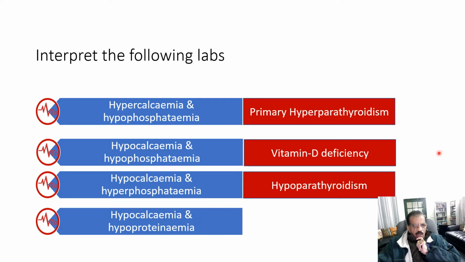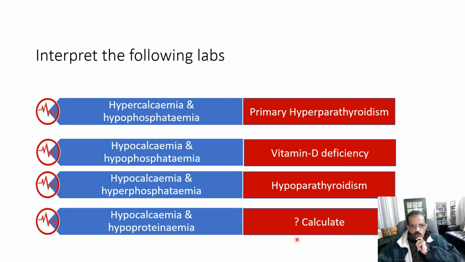The fourth combination is hypocalcemia and hypoproteinemia. You remember, calcium is bound to protein, particularly albumin, but other proteins also. What we measure in the laboratory is the total calcium, including protein bound. But what matters is the free calcium. So this fact is very, very important.